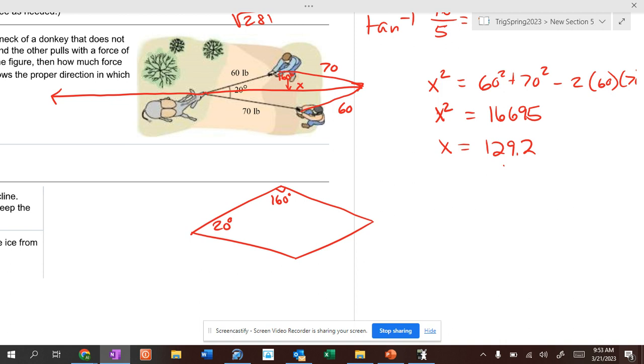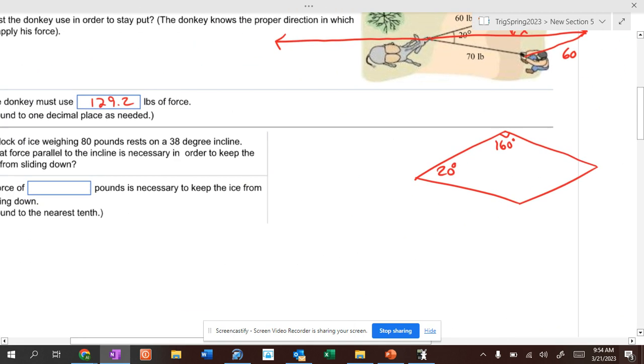Because they split apart at a 20-degree angle, they're wasting a little bit of their force. Do you know how much force they're wasting in this situation? Only 0.8 pounds. So they're not really wasting much force because they're only separated by 20 degrees. Because if they were together, he would be pulling at 60, he'd be pulling at 70, they'd add up to 130. Well, this is 129.2, so they're wasting a little bit of energy, but not too much. But that is my most favoritist problem of trigonometry of all time, the donkey problem.